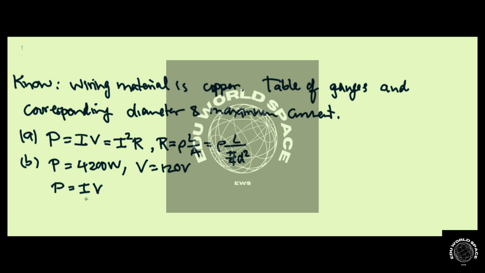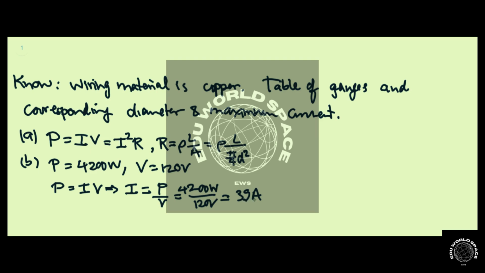And then we know P and we know V. And if we find the current, then we can use the table to determine which diameter corresponds to this particular current. So we have the current is now equal to the power over the potential difference, which is 4,200 watts over 120 volts. And that gives us 35 amperes.